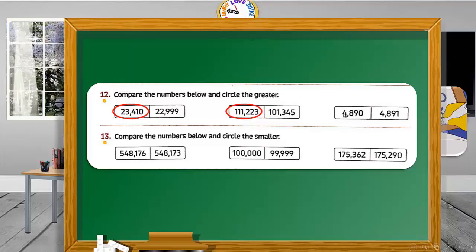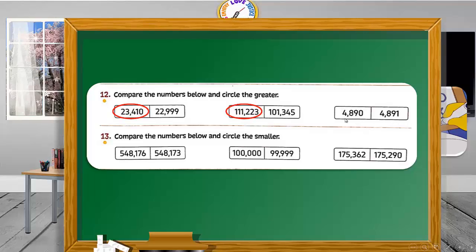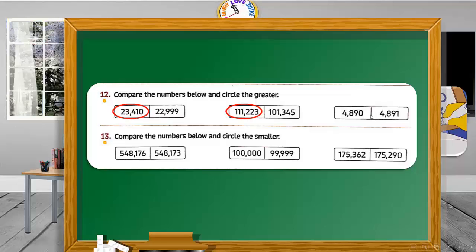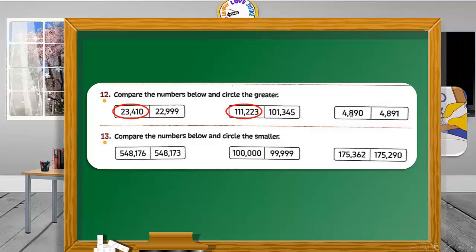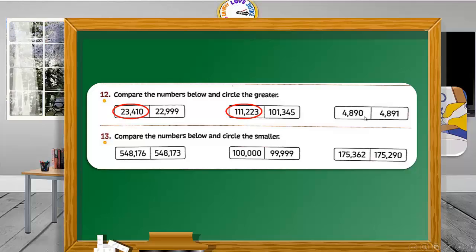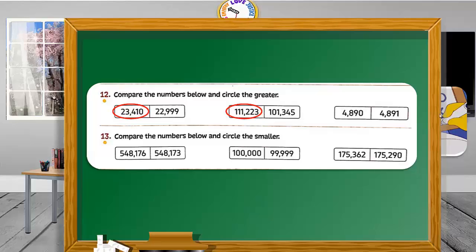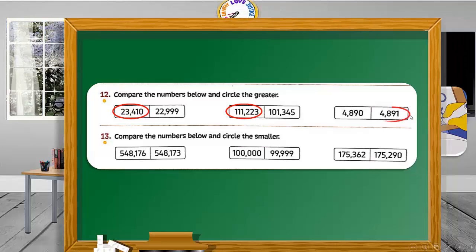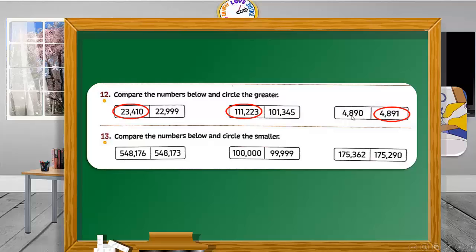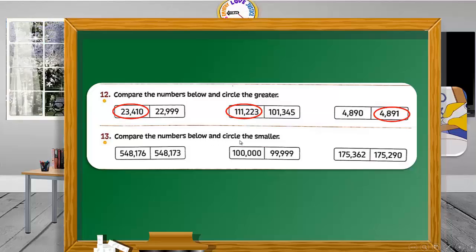Last one, we have here 4. Okay, we know we have here 4 digits and 4 digits. In the highest place we have 4 and 4. They are equal to this moment. Now go to the next: 8, 8, 9, 9, but here we have 0 in one's place, and here we have 1. Which one is more? Yes, excellent. This number is more, 4,891 is more than 4,890.